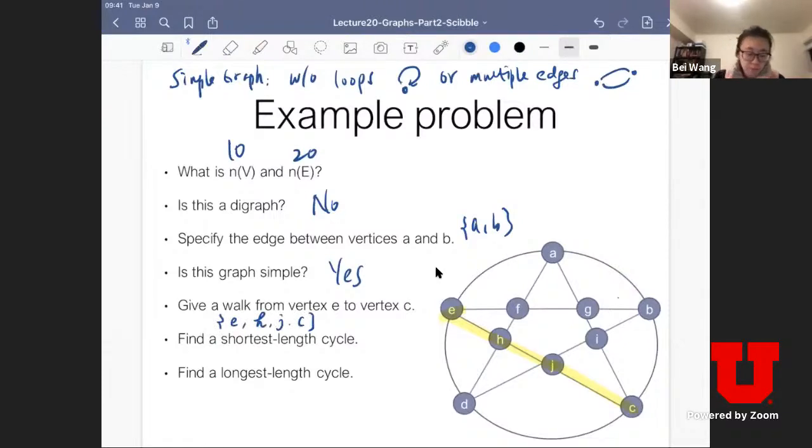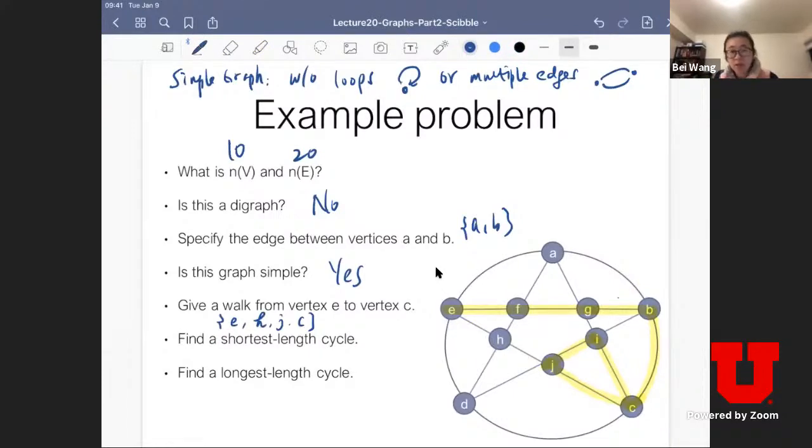Of course, I can do a longer one. Okay, let's do a longer path from E to C. I can go from E to F to G to B and to C. Okay, and I can even go further. Maybe I don't end up with C. I go C, I, J, and back to C. That is also a walk because there's not much constraint; it allows repeated vertices and repeated edges.